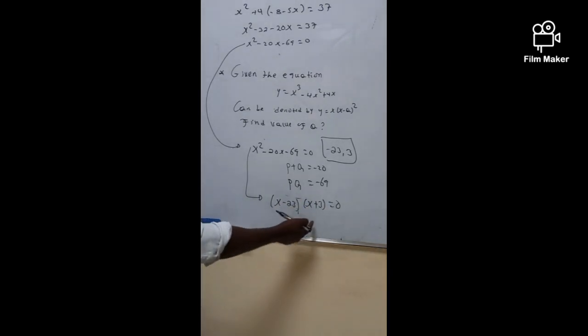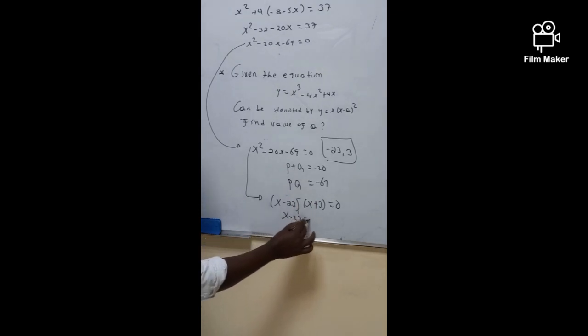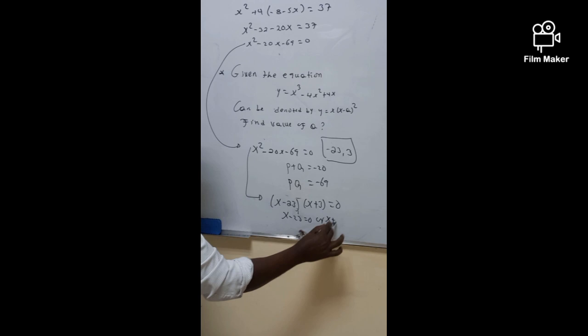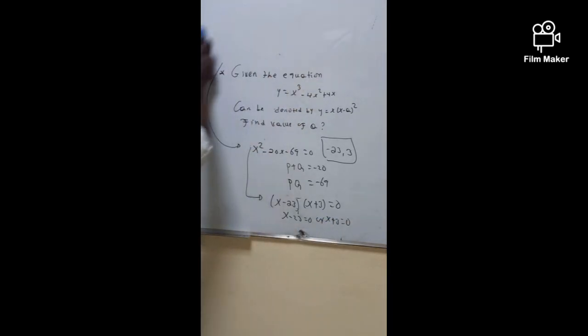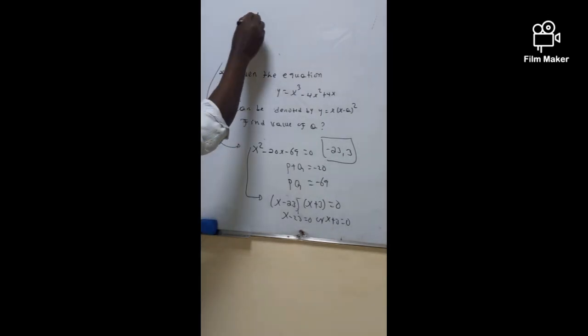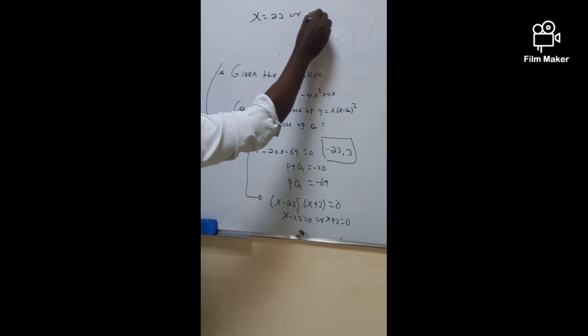So the product of two numbers will be 0 if one of them is 0. That means x minus 23 is equal to 0 or x plus 3 is equal to 0. So when you solve this, the value for x is going to be what? X will be 23 or x will be the direct opposite, minus 3.